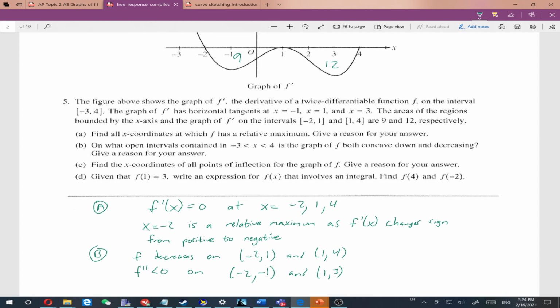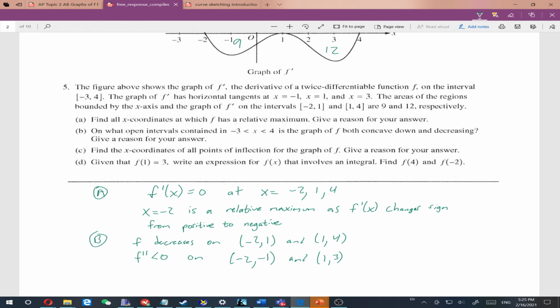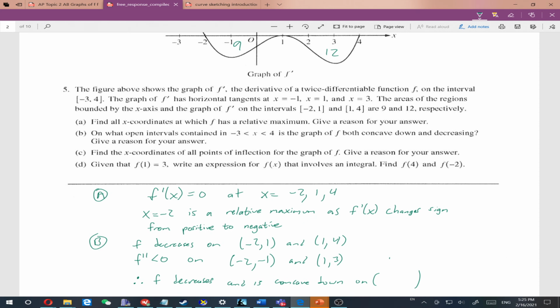Yeah, so the interval should be from negative 2 to negative 1. It decreases and is concave down on the interval negative 2 to negative 1. Are those included or not included for the bounds? Not included, because at those points f prime is 0, not negative. So these should both be not included, which is our normal parentheses.